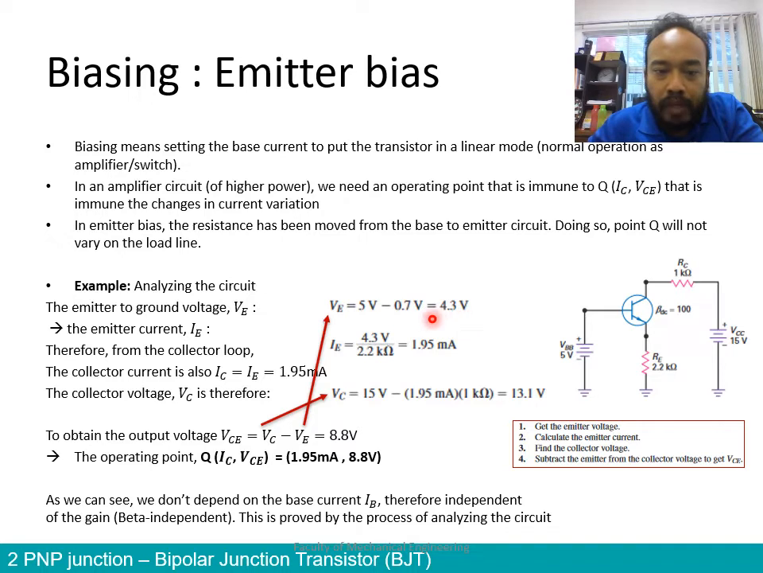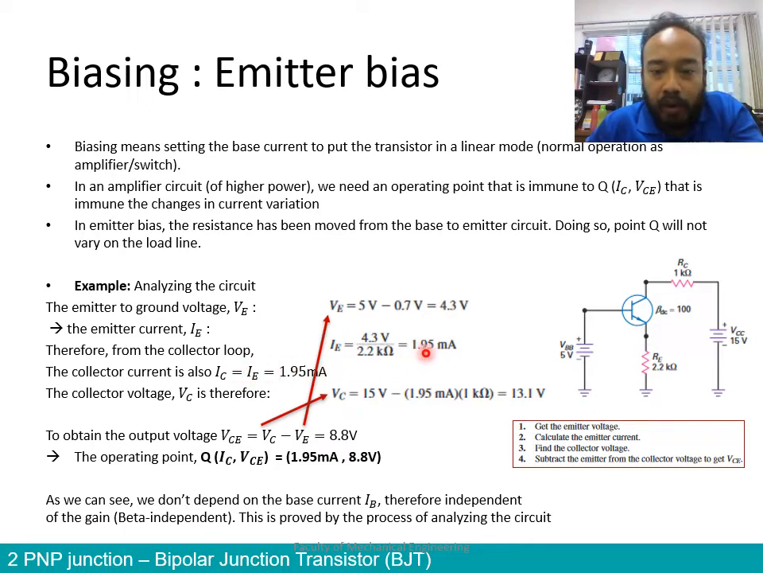From that VE, what we can deduce is the emitter current IE. How do we deduce the emitter current IE? We know VE, we know RE. Therefore, you just use your Ohm's law. VE divided by RE, you will get IE. So here IE equals 4.3 volts, found previously, divided by the resistor RE, which is 2.2 kilo ohm. You will get the answer of IE equals 1.95 milliamps. So the current going through this resistor RE in the emitter is equal to 1.95 milliamps.